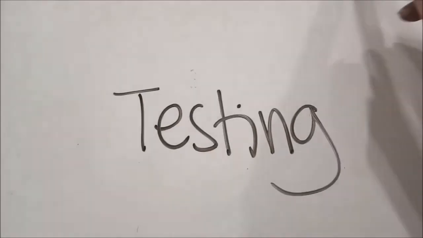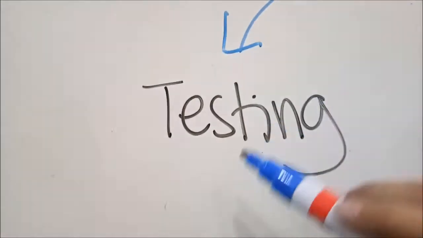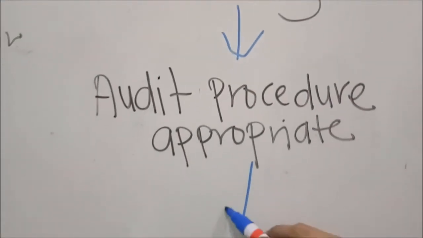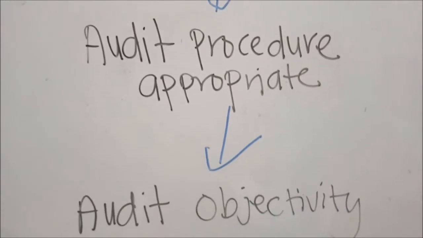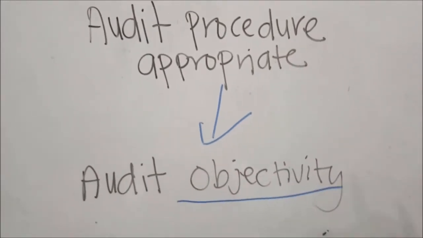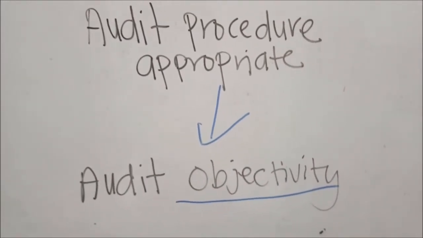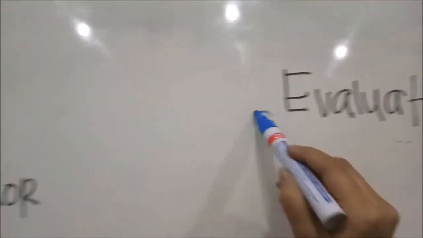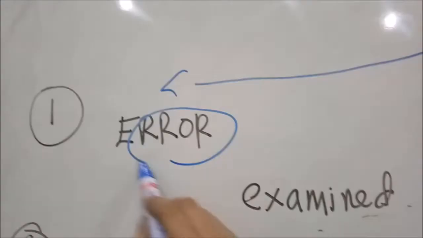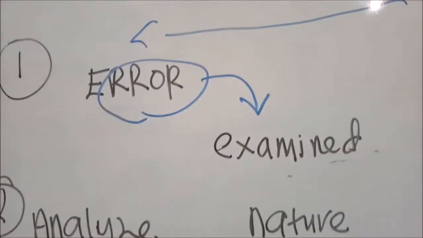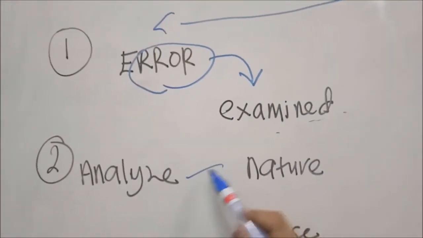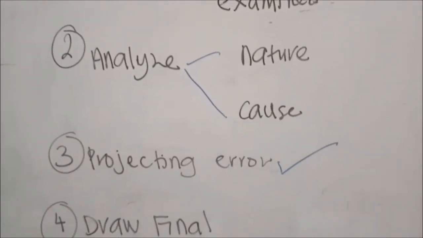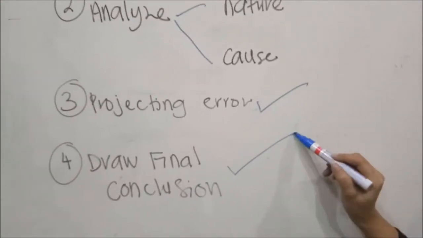The third application is testing the sample or performing the audit procedures. The auditor should perform audit procedures appropriate to the particular audit objective on each item selected. And lastly, evaluating the results. First, each error discovered will need to be examined for its implication. Number 2, analyze nature and cause of error. Number 3, projecting the error. And lastly, draw final conclusion.